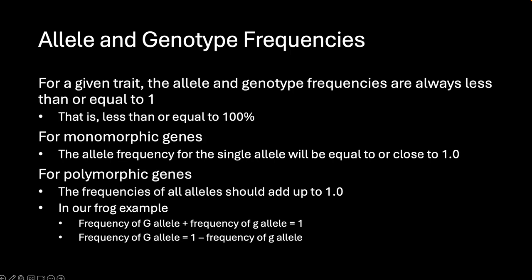One important note is that these allele and genotype frequencies always add up to 1, or close to 1, but never more than 1. In monomorphic genes, the allele frequency of a single gene is equal to or close to 1. And in a polymorphic gene, the sum of all alleles should add up to 1. This is a nice little check of your math because if you work a problem like this and get a number larger than 1, you've done something wrong.